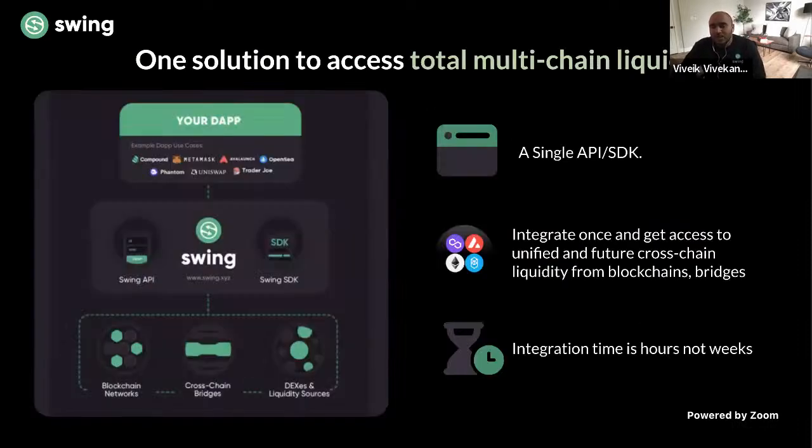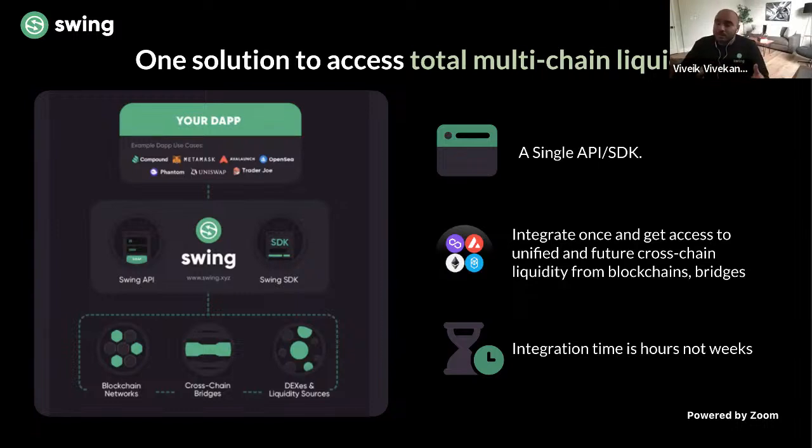Really, the Swing API is a single integration that gives developers access to total multi-chain liquidity. The idea is that you integrate our API once and you get access to unified liquidity across blockchains, bridges, and liquidity sources, all in one go. As we continue to expand blockchain coverage, you get it for free. There's no extra work needed on the developer side. Just that one-time integration is all you need to do. So now we cut down developer time from weeks of integrating multiple bridges to just hours of integrating a single API.